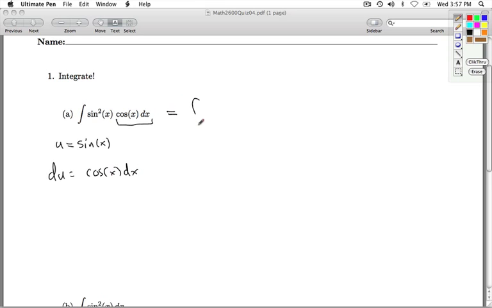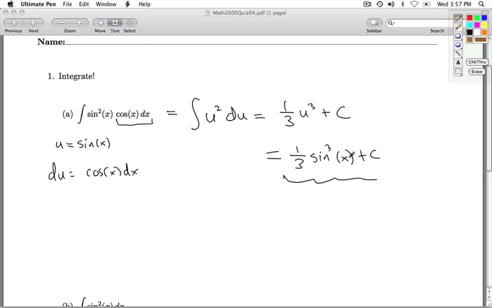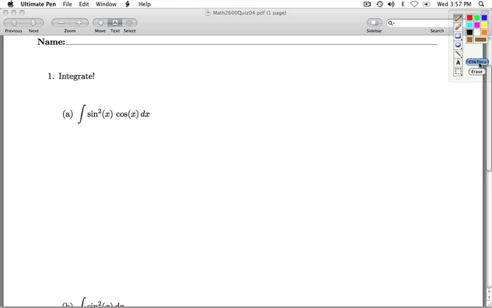And so in the land of u, this becomes u squared du. And the antiderivative of u squared du is 1/3 u cubed plus c. You've solved it for you, now you've got to solve it for me. I want the x's back in there. So this is 1/3 sine cubed x plus c. And that'll do it for part A.